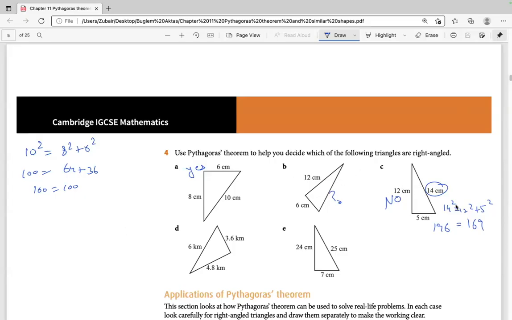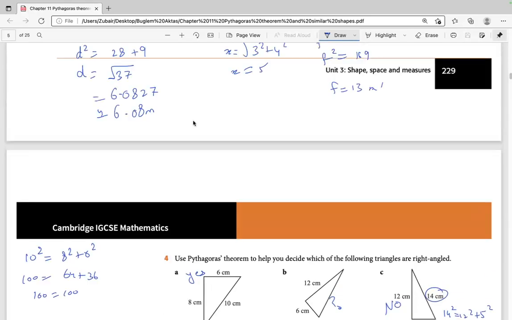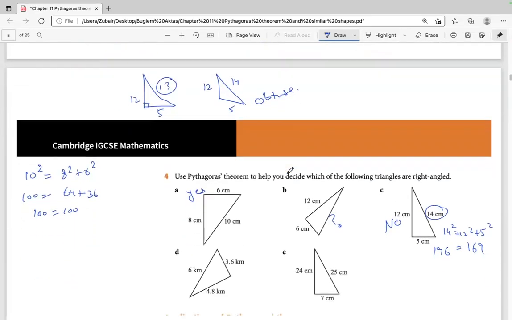Another thing we may face shortly: it may ask whether the triangle is acute angled or obtuse angled. For instance, if this were 5, 12, and 13, we know this is right angled. If it is more than 13, the angle would be more than 90, so it would be obtuse. Whenever the hypotenuse side squared is longer, it is obtuse. When it is shorter, it is acute.